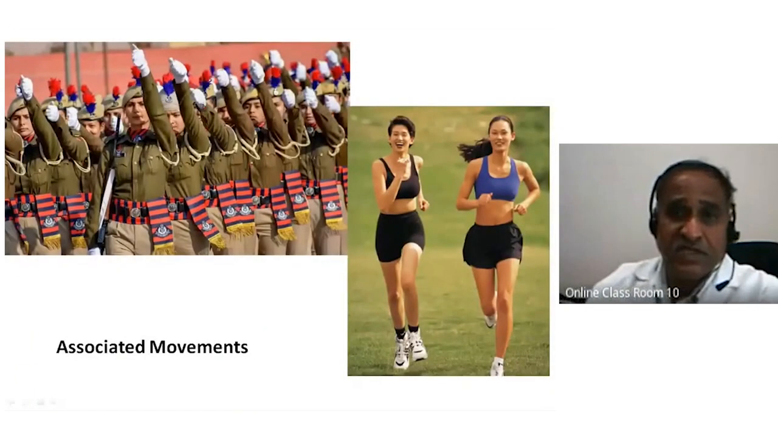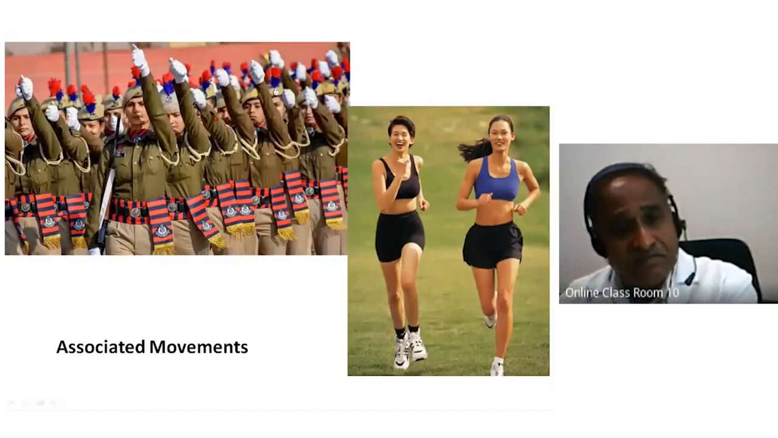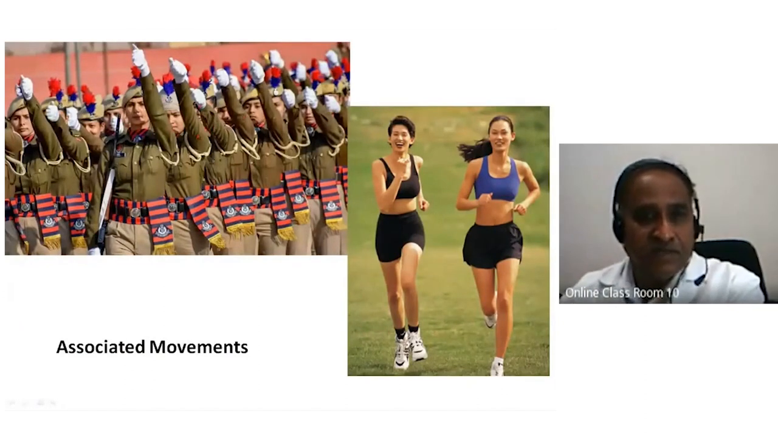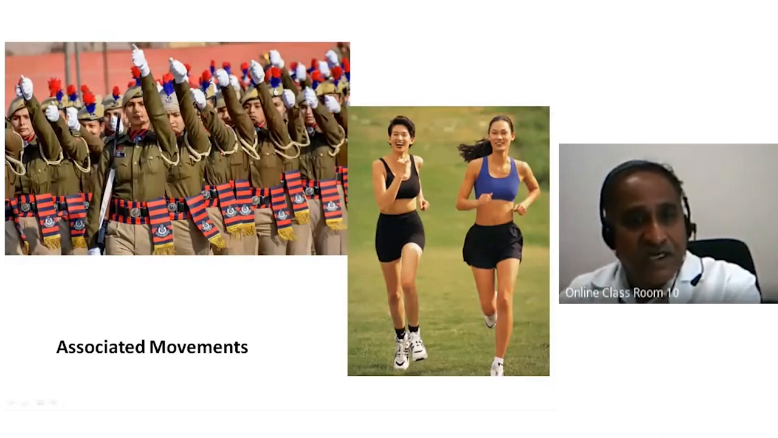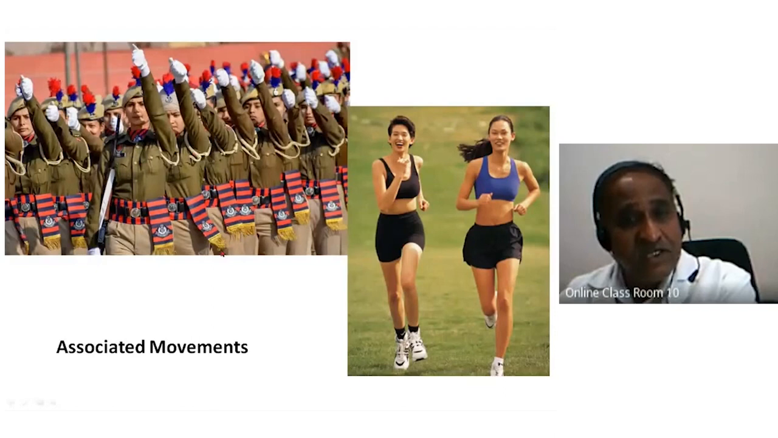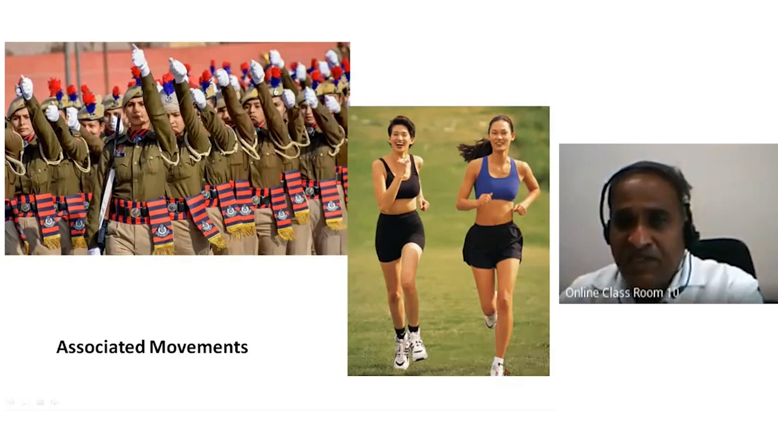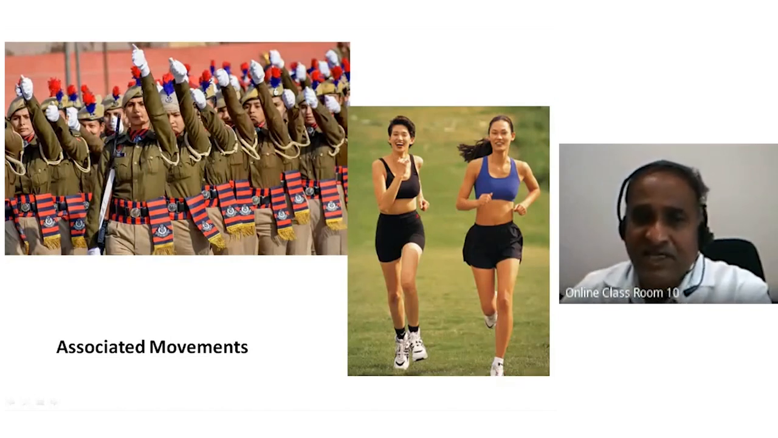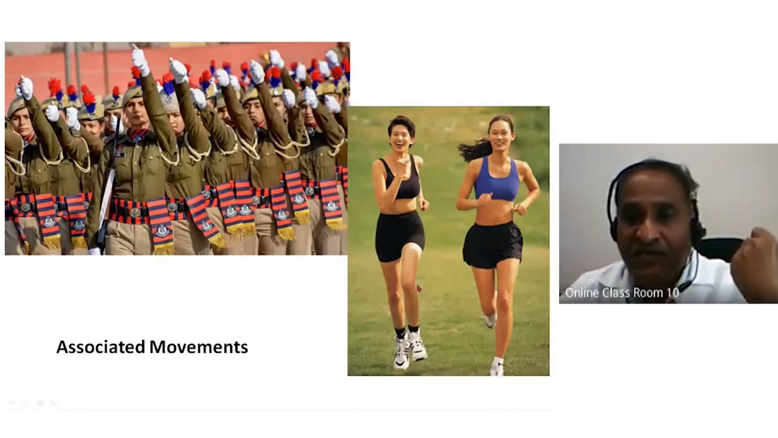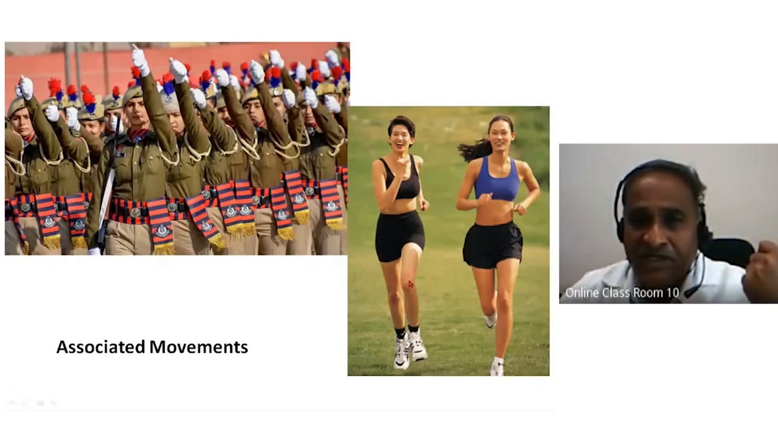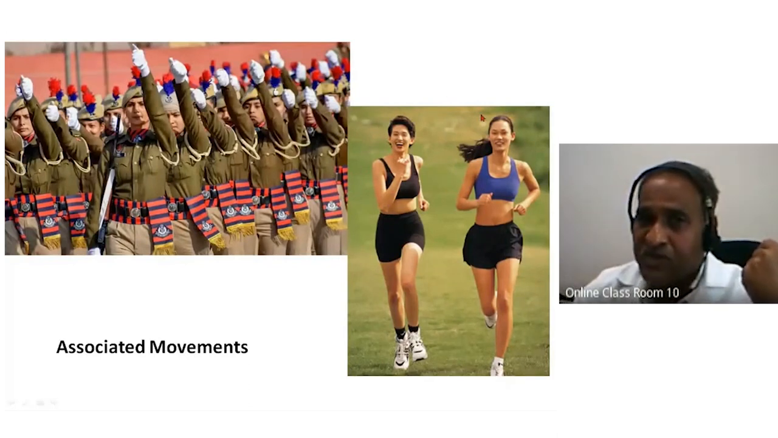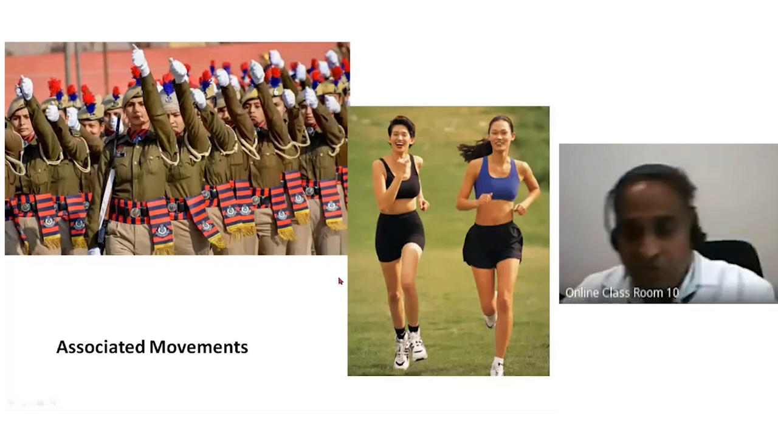Now, you must have seen this parade. It is wonderful, and looks beautiful in a video picture, everyone going together. And these are associated movements, both the upper limb and the lower limb, their movements together. Looks good. Similarly, the joggers: you can see the associated movements, how the hand is flexed. This one is forward, the other is opposite, the lower limb is forward here, the same thing. So these are some of the associated movements.